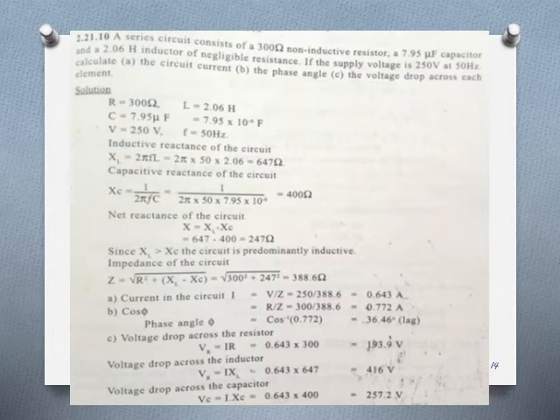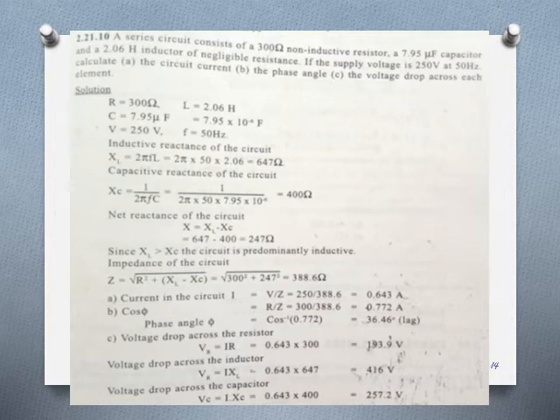Next you calculate the capacitive reactance XC, that is equal to 1 by C omega or 1 by 2 pi f C. So that is equal to 1 by 2 pi into 50 into C, which is given as 7.95 into 10 raised to minus 6. So we get it as 400 ohm. Now compare this XL and XC, 647 and 400. Obviously inductive reactance XL has the greater magnitude. Therefore you can say that XL is greater than XC. So the circuit is of inductive nature.